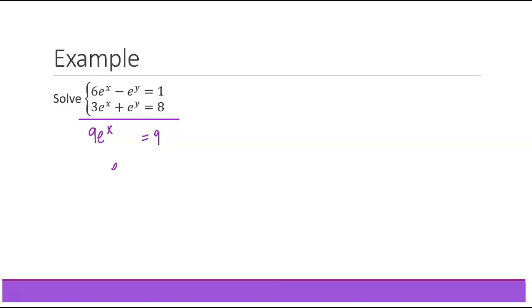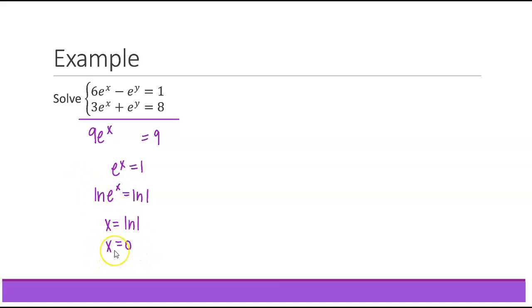Divide both sides by 9, so I have e to the x is equal to 1. Now here, a lot of people will just see that the answer for x is 0, because anything to the 0 equals 1. And so you can just go straight to x equals 0, or if you want to, we can show how if we take the natural log of both sides, natural log of e to the x equals natural log of 1, because natural log and e are inverses, they cancel, and we get x equals ln 1, which we'd have to know, of course, natural log of 1 is 0.